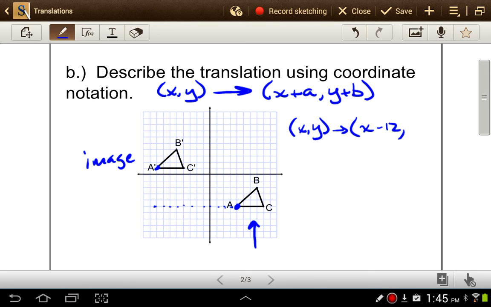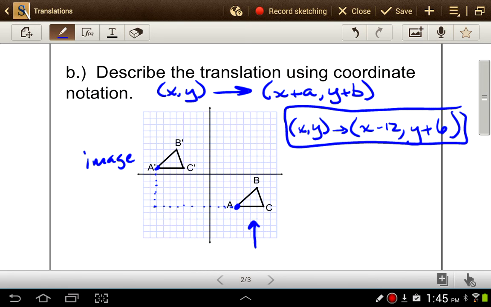Now I'm going to count my up. 1, 2, 3, 4, 5, 6. Double checking: 1, 2, 3, 4, 5, 6. Good, and that went up. Up is positive, so that's going to be y plus 6. So my final answer is like that. That is how I write it in coordinate notation. x minus 12 means I went 12 units left, and y plus 6 means I went 6 units up.